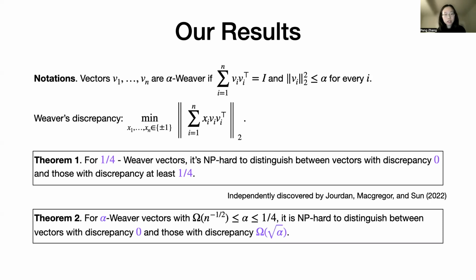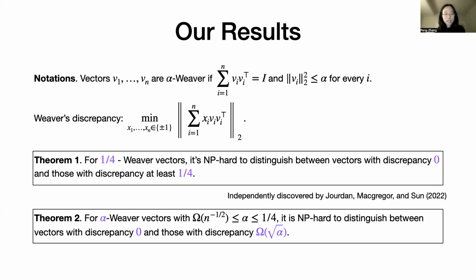Our second result concerns more general alpha. For any alpha that is not too small, and for any alpha Weaver vectors, it is NP-hard to distinguish between vectors with discrepancy 0 and those vectors with discrepancy at least root alpha times some constant.